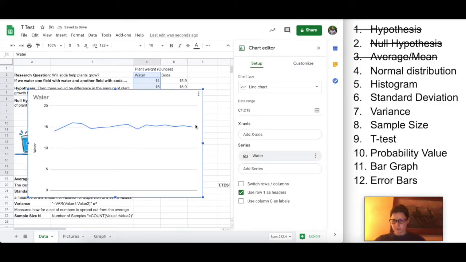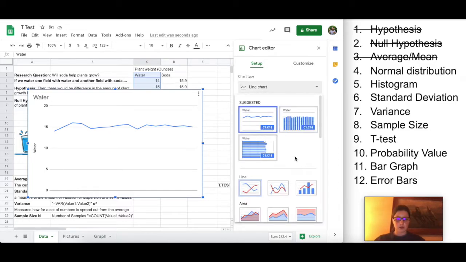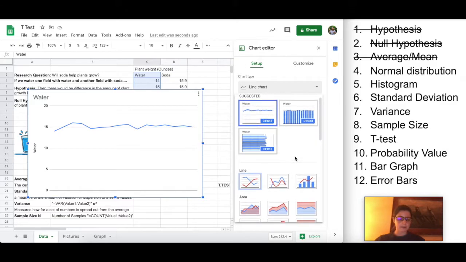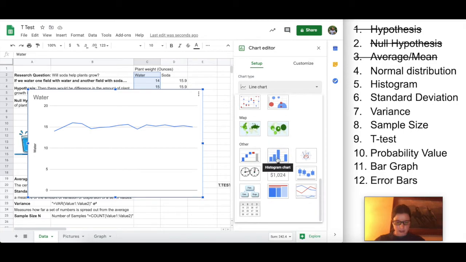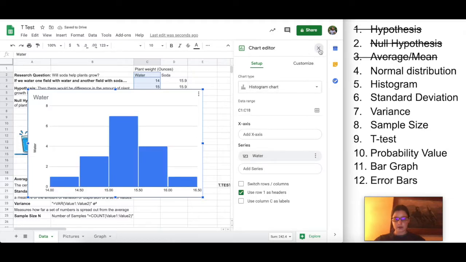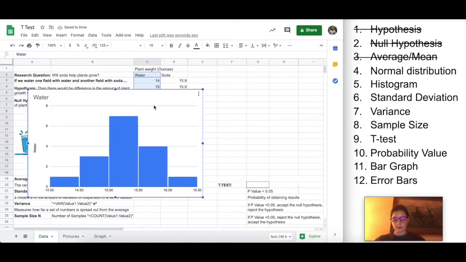Oh, I get something a little bit funky. I get a line chart. We don't want a line chart. We want a histogram, which, if you scroll all the way down, is going to be this column right here where it says histogram chart. So I'll click that. Now this is my histogram for the water field.